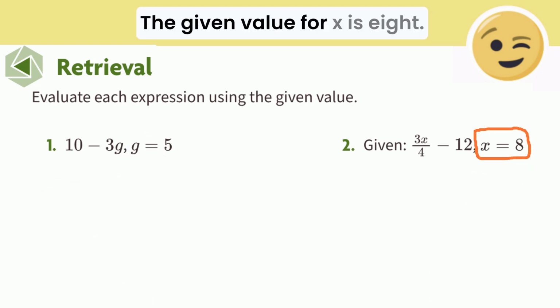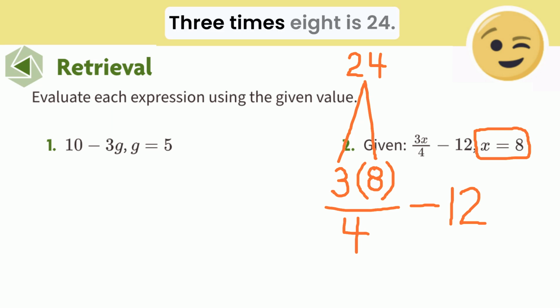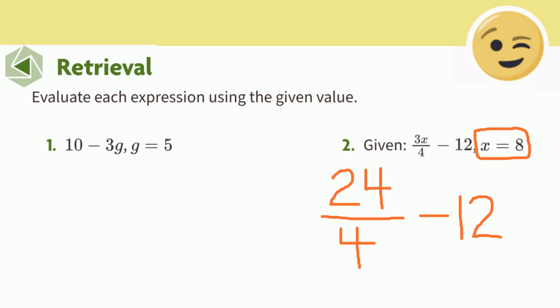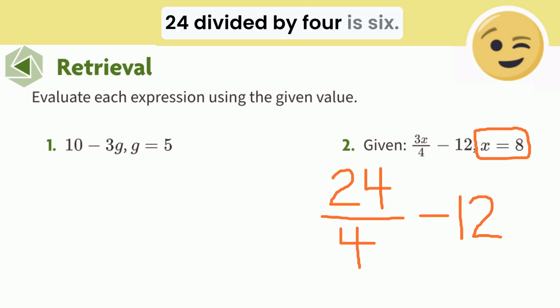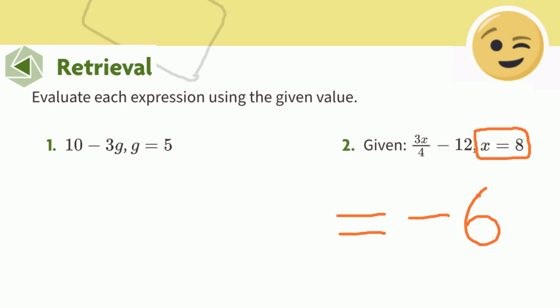The given value for x is 8, so we substitute the x with 8. 3 times 8 is 24. 24 divided by 4 is 6. So 6 minus 12 is negative 6.